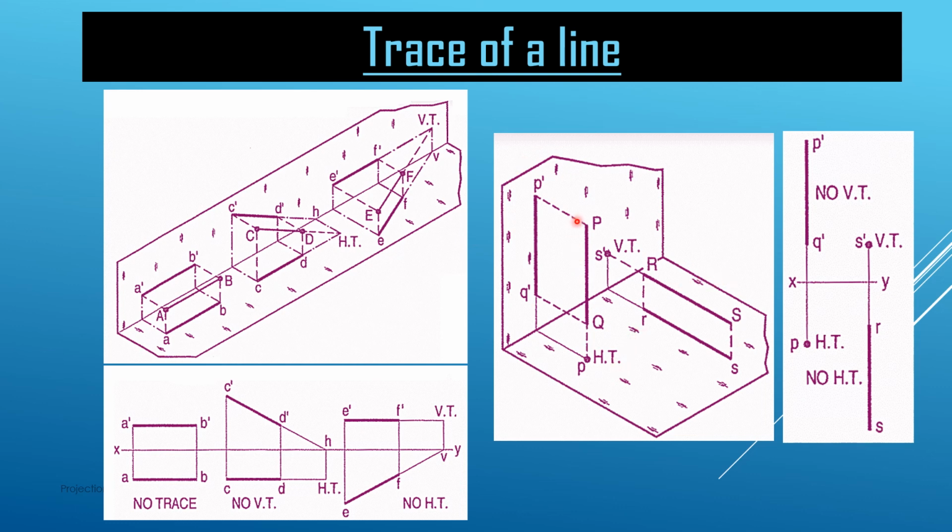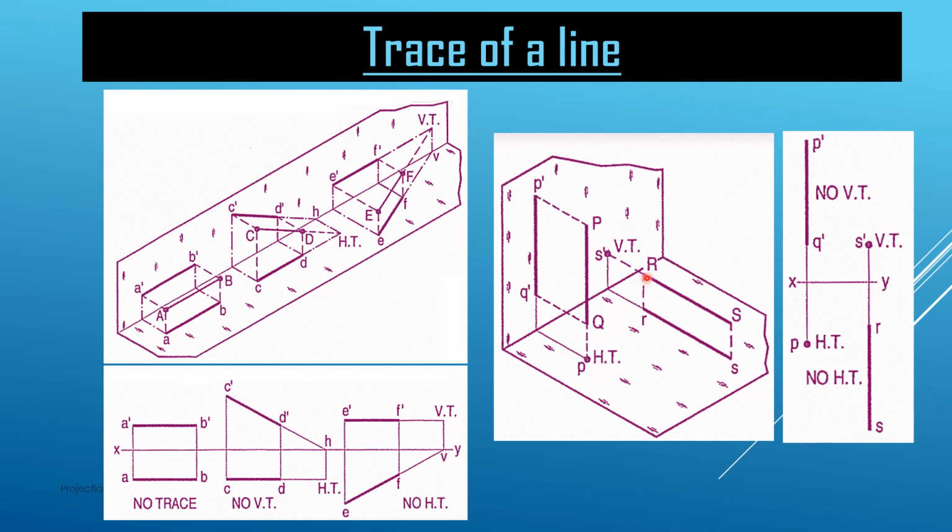In the second case, when the line is perpendicular to any of the planes. The first case is when this line PQ is perpendicular to HP and parallel to VP. So we are getting P dash Q dash as the projection of this line on the vertical plane, and the P and Q points are coinciding, so we are getting a single point on the horizontal plane. Because PQ is parallel to the vertical plane, if we extend this line, it is intersecting the horizontal plane at this point. So we are getting a point on the horizontal plane as a trace of this line. P is the horizontal trace of this line.